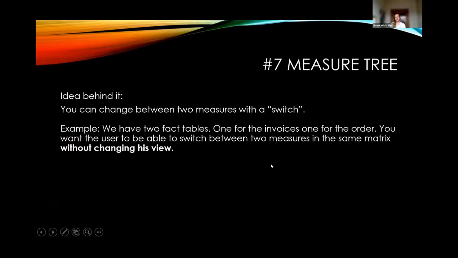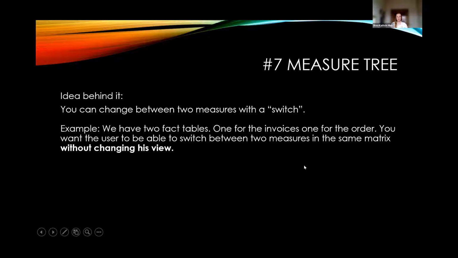In our data model, we have two or more fact tables, for example, one for the invoices and one for the orders. So we have an invoice table and an order table as two fact tables for our sales data. And in our Power BI report, however, we want our user to be able to change between values in a single visualization with a switch or a filter function.